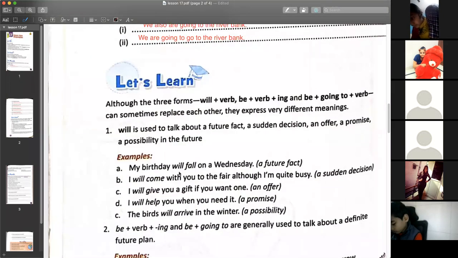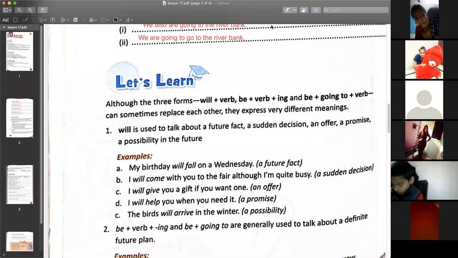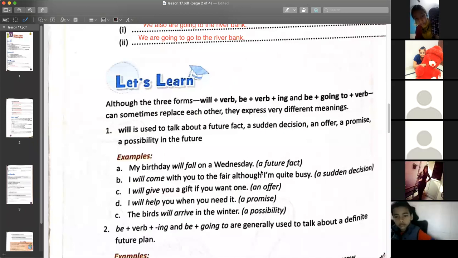Fine. Now next are the usages, why we use will plus verb: when we have a future fact, a sudden decision, an offer and promise or a possibility. We use all these three, but be plus verb plus ing and be plus going to are usually used when we have a definite future plan. Fine. When we have something definite, we use ing form or going to form.